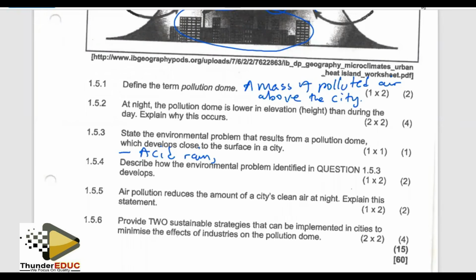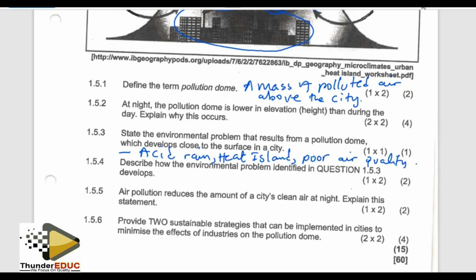We'll talk about the heat island, poor air quality. Okay, so there could be a formation of acid rain, development of heat islands, or poor air quality.